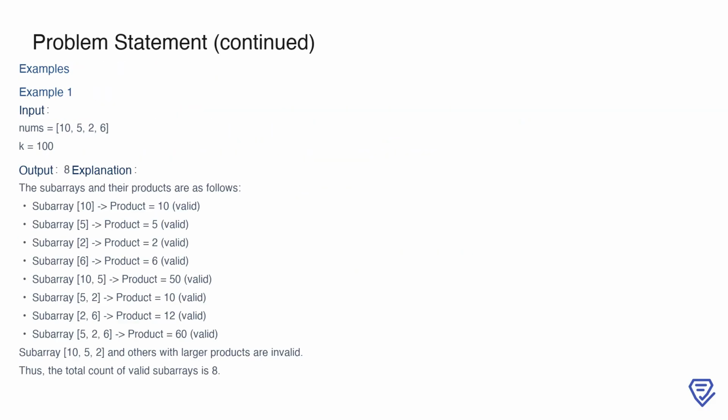To better understand the problem, let's look at an example. Suppose the input array is nums equals 10, 5, 2, 6, and k equals 100. Here, there are 8 subarrays whose product is strictly less than 100.